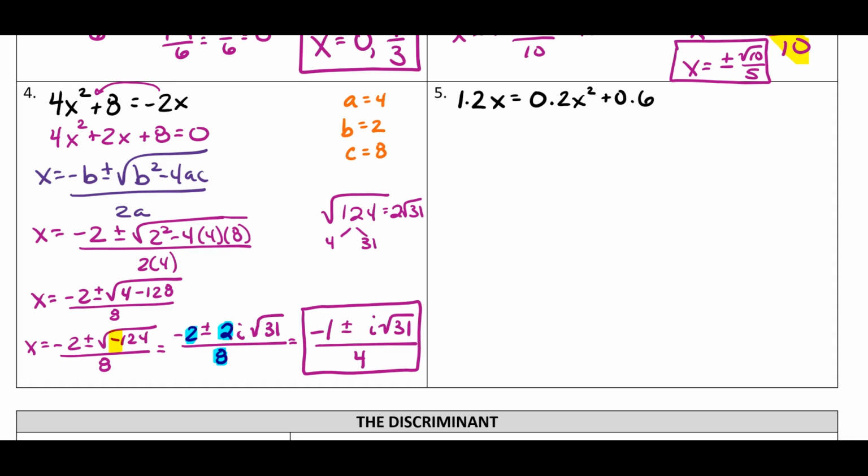Now, a couple of things that are different about this one. One, it's not in standard form. And two, we have all these lovely decimals. So good news is we can fix both of these issues. The first issue is that we can actually get rid of the decimals.